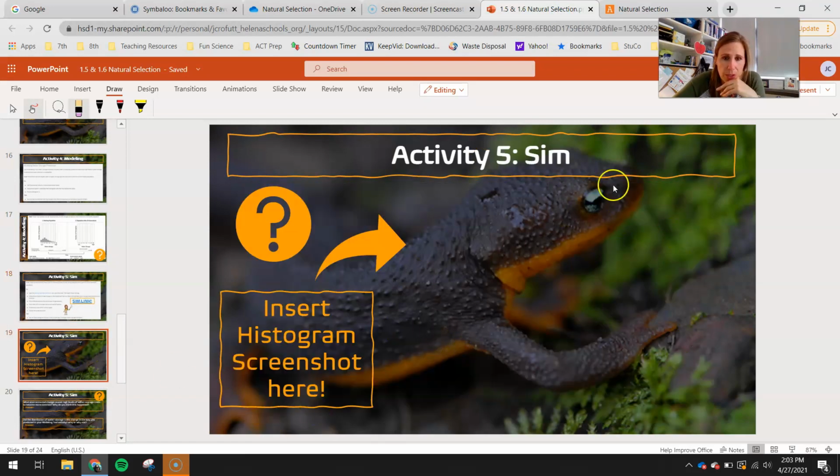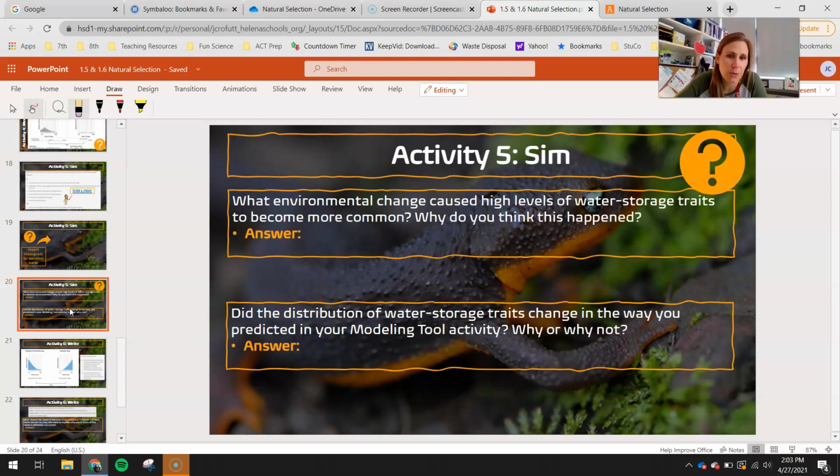So this is where you guys will put your screenshot. Remember, if you're using a Chromebook, hit Control-Shift and then the little key above the 6. Click and drag, capture, and then paste that into this slide. If you guys are using something other than a Chromebook, make sure you use your snipping tool to copy and paste. And then answer these 2 questions.